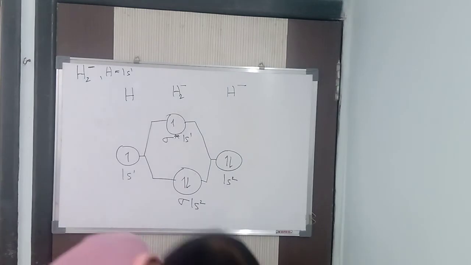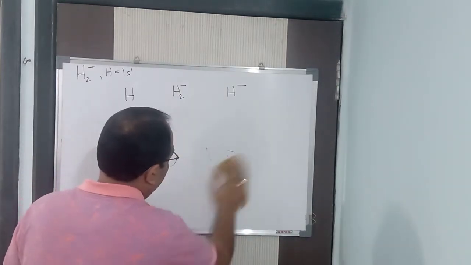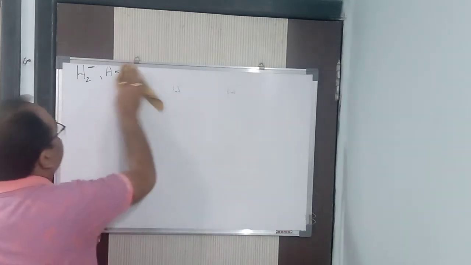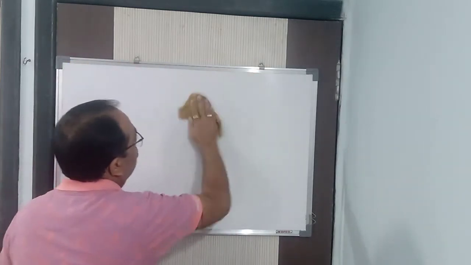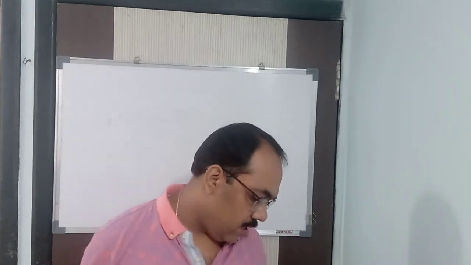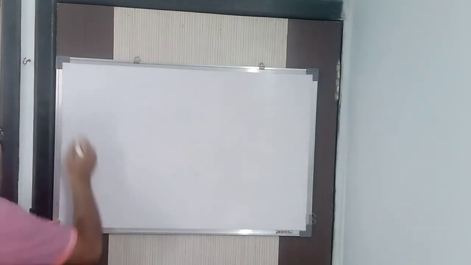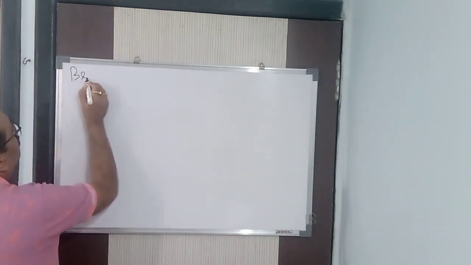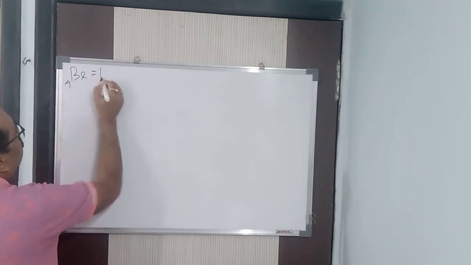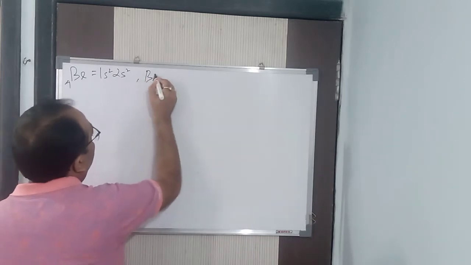Now next we will see some other species. Let us see the formation of beryllium, the Be2 molecule. We can see it. Alright, let us see the formation of that. Beryllium is atomic number 4. So 1s2, 2s2. Done.